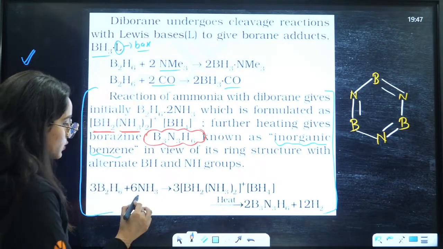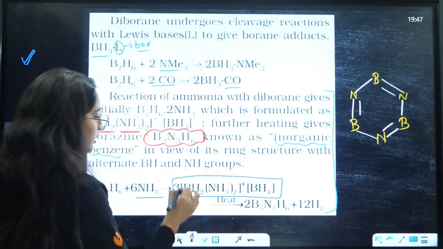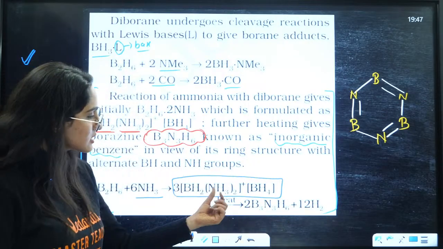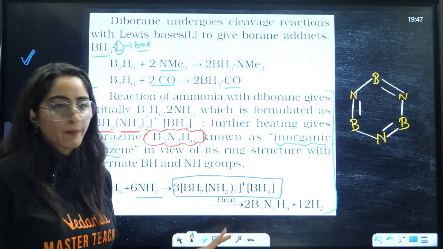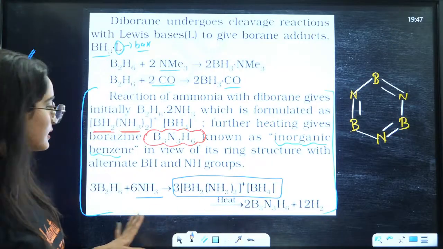So B2H6 with NH3 will firstly give you this compound. Then after heating, it will give you B3N3H6. That is the inorganic benzene.